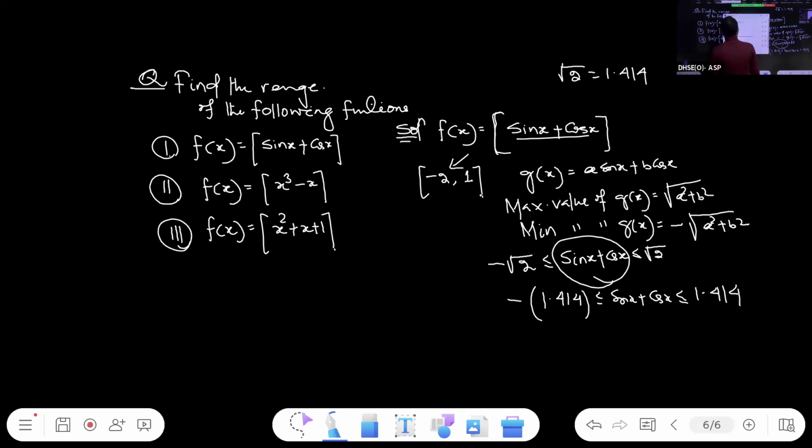Abhinash, Srijit, is it clear? Subhalakshmi, write in the chat box, is it clear?